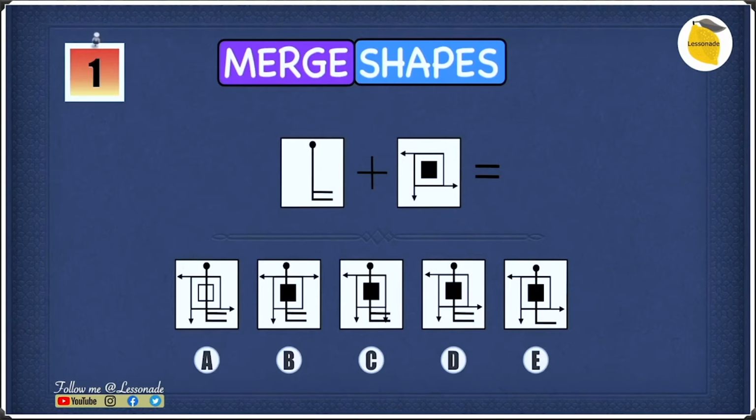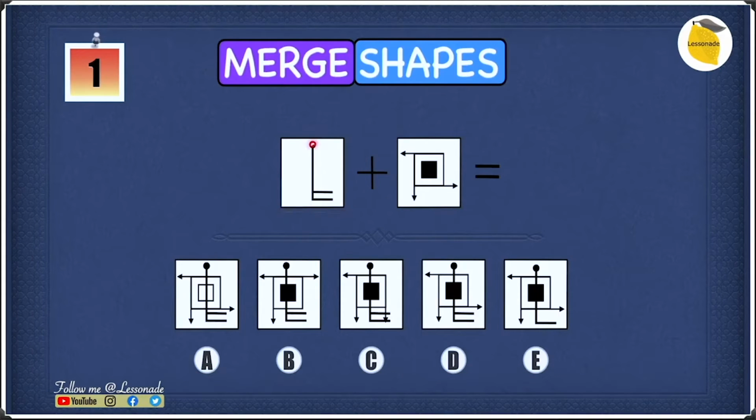Let's have a look at this example. And in this example, we have been given 2 shapes and we need to merge these 2 shapes, and we need to see which one of these options would look the most similar to how these 2 shapes would look like once they're merged. So let's have a look at shape 1.